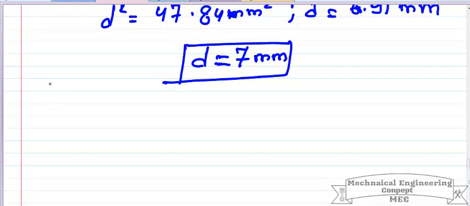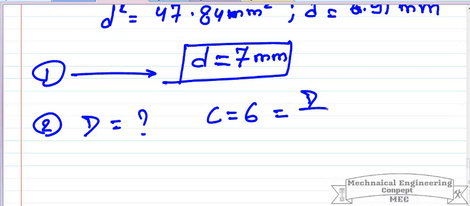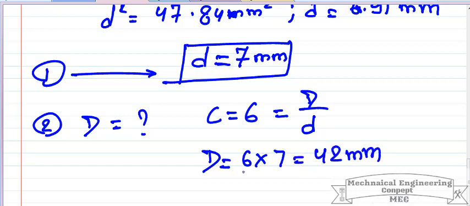So first unknown we calculated. Second unknown I wanted to calculate, capital D. For that we already know the value of spring index 6. Spring index capital D by small d is equal to 6. Small d we already calculated. 6 into 7 will be 42 mm, the mean coil diameter.